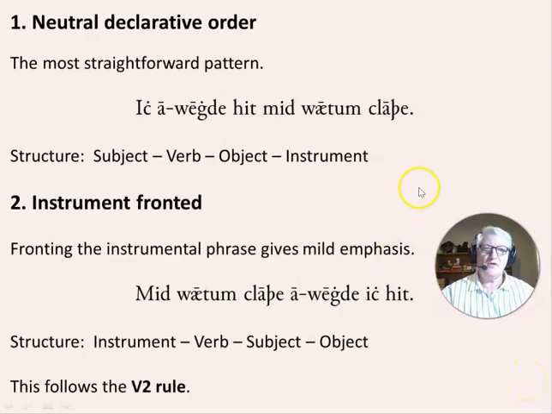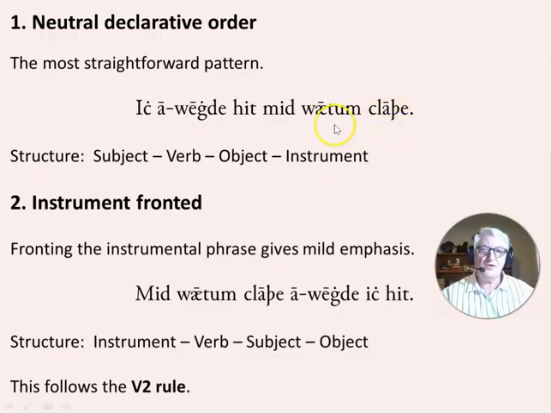All right. So neutral declarative order, the most straightforward pattern. Āwēģde hit mit wētum clāþe. So the structure is a subject, then the verb, āwēģde, a conjugated verb, the object hit, and then the instrument, mit wētum clāþe, which is all in the dative there.